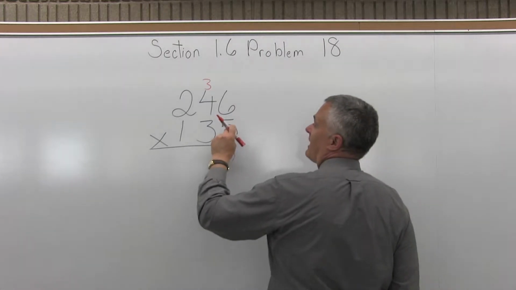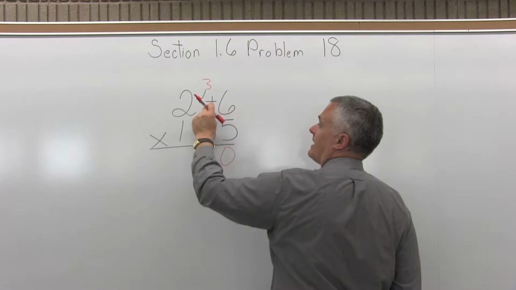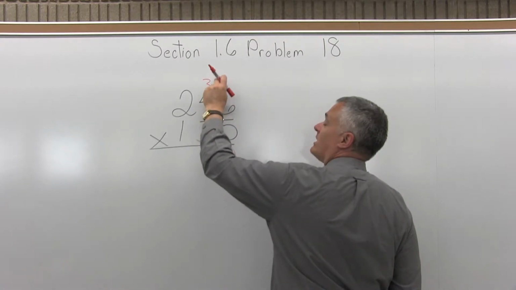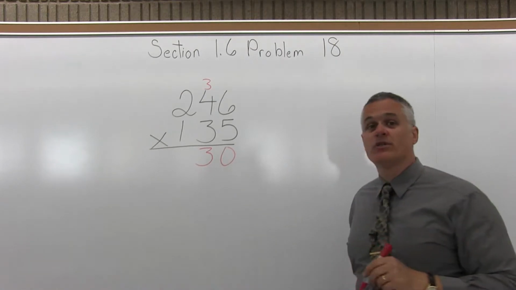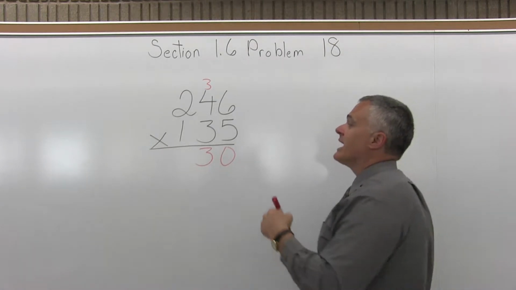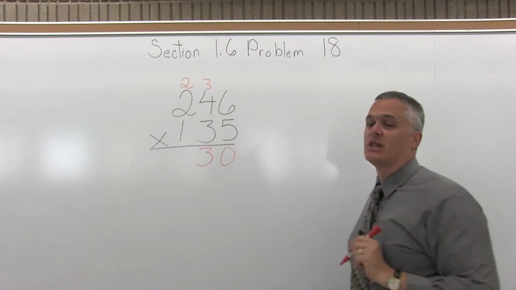Now we'll multiply 5 times 4 and add the 3 that we carried from the previous multiplication. 5 times 4 is 20. 20 plus 3 more is 23. So I put the 3 from the 23 in the column where I'm working, carry the 2 from the 23 to the top of the next column over to the left.